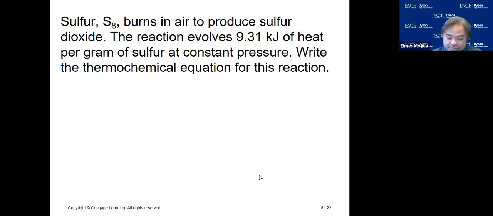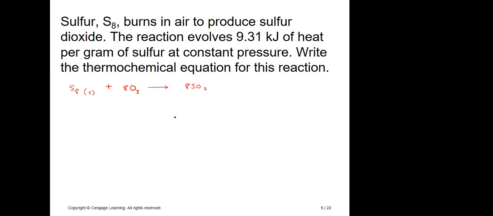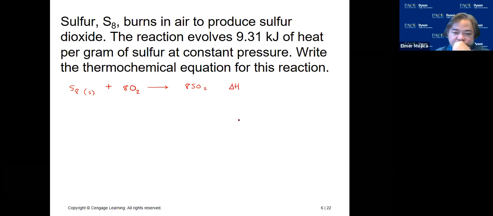So we just follow what we have here. S8. S8 would be what? A solid. And then when you burn, what material do you usually use? Oxygen. Anything that is combustible involves oxygen. And you know it's oxygen because the product that is produced is sulfur dioxide. So how are we going to write the balanced chemical equation? You have 8 here, you have 1 here, so you add 8 there. 8 times 2 here, so this will become also 8. And what else is missing here? The delta H.